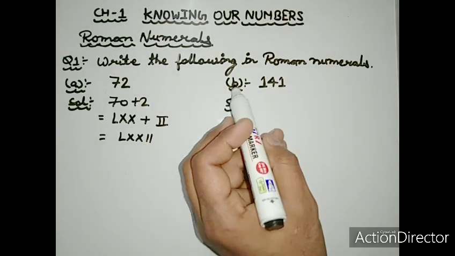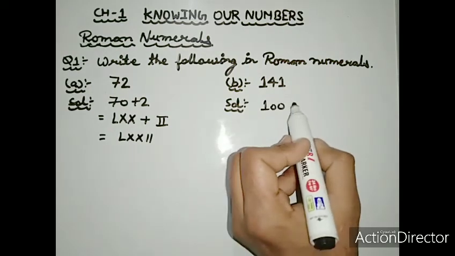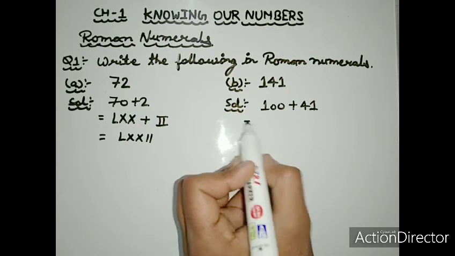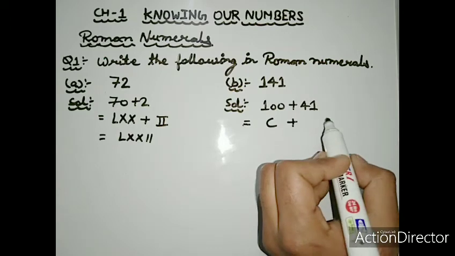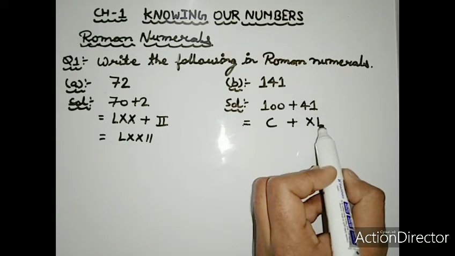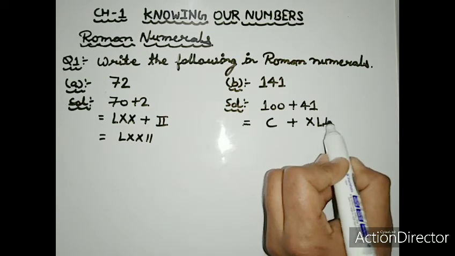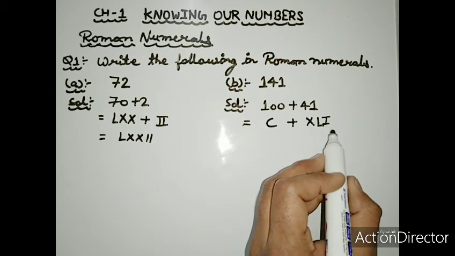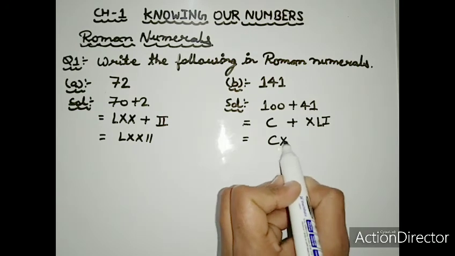Now the B part of this question, 141. So here we make two parts of this number, 100 plus 41. 100 is represented by using the symbol C here, and plus 41. So here we represent 40 by using the symbols X and L. We subtract 10 from 50. So 50 minus 10, 40, and then add 1 with 40. So 40 plus 1, 41. Then we add these two numbers: CXLI.